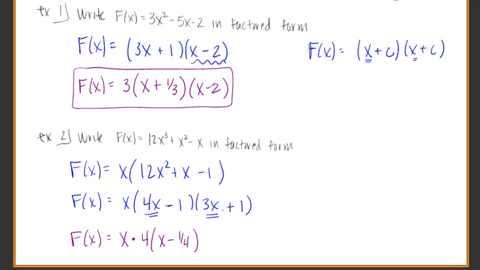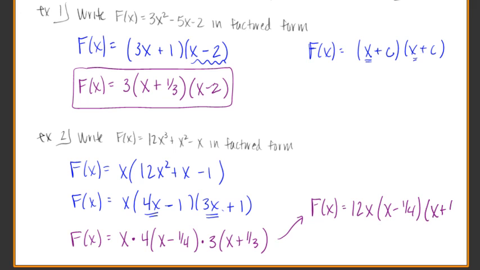4 times x is 4x. 4 and a fourth is 1. And then times, if I factor out a 3, then that will leave me with x plus 1/3. Okay. So let's see, we basically have several things multiplied together so we can combine parts of them. So f of x is 4 times 3 is 12x times x minus a fourth and x plus a third.